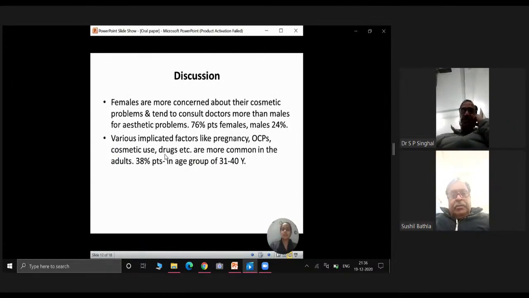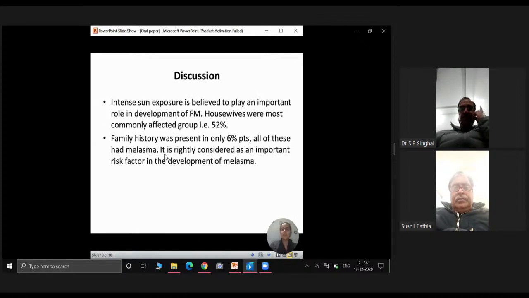Females are more concerned about their cosmetic problems and tend to consult doctors more than males for aesthetic problems. This was also observed in this study as 76% patients were females while males were only 24%. Various implicated factors like pregnancy, OCPs, cosmetic use, drugs, etc. are more common in the adults, which was seen in this study also as most of the patients were in age group of 31 to 40 years.